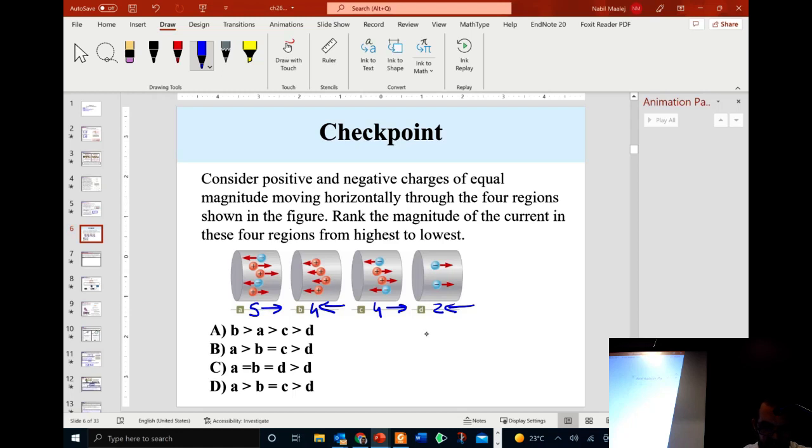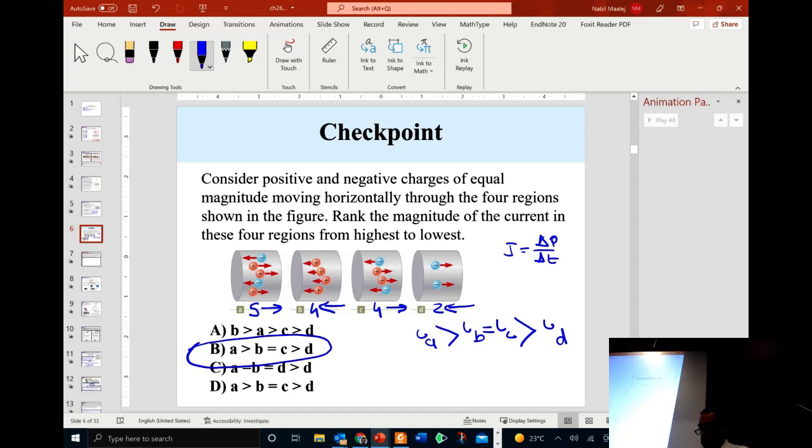So for the magnitudes, remember I is delta Q over delta T, and we're assuming delta T is the same in this case. So clearly the current in A is going to be larger than the current in B, which is equal in magnitude to the current in C, which is larger than the magnitude of current in D. These are magnitudes. So the correct answer is B.